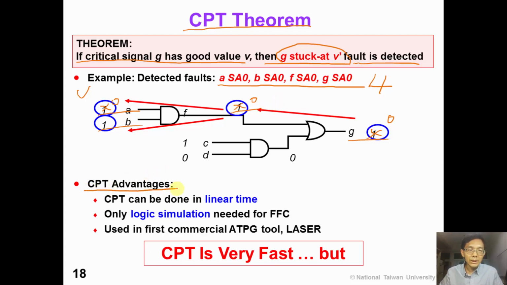So the CPT has many advantages. It can be done in linear time. We only need logic simulation for fan-out free cones. So this is actually used in the first commercial ATPG tool, LASAR. CPT is very fast. However, it has one limitation.